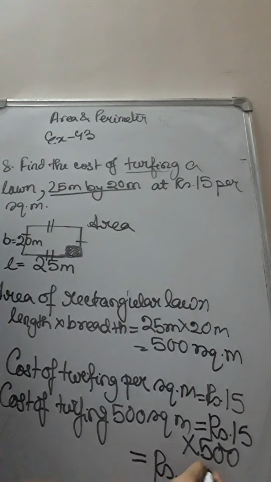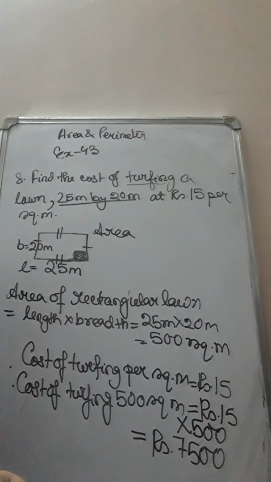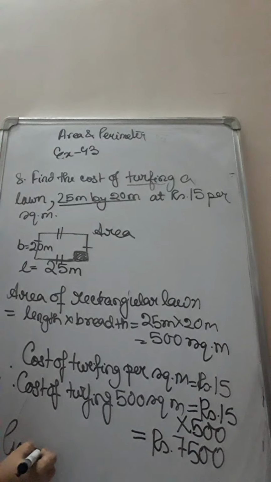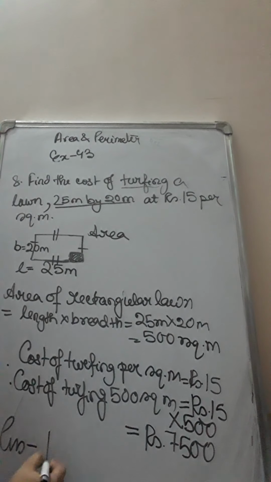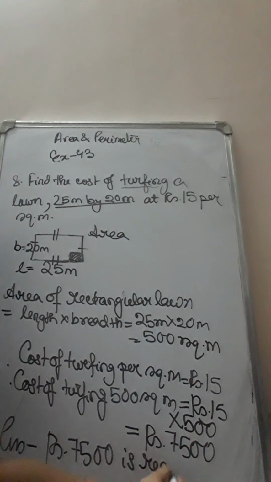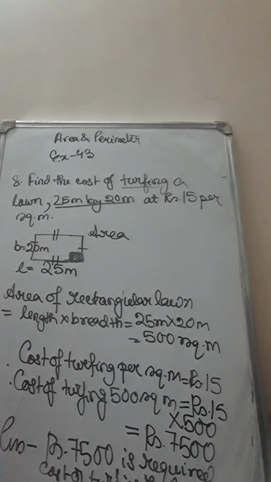So rupees 7,500 is required to put grass, or for turfing the entire lawn. So the answer is rupees 7,500 is required, the cost of turfing the lawn. So please take a note of the entire sum.